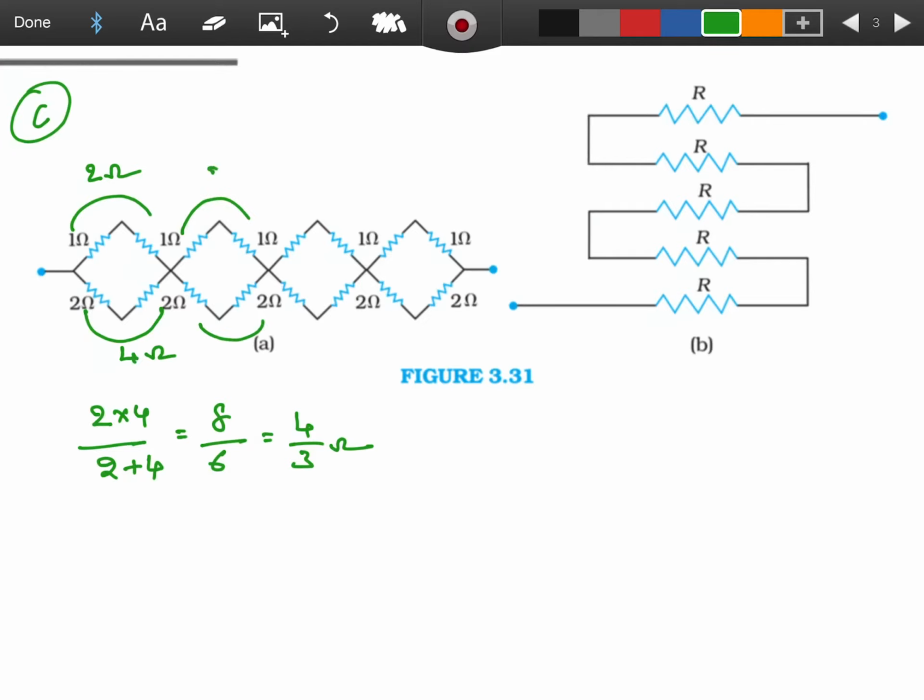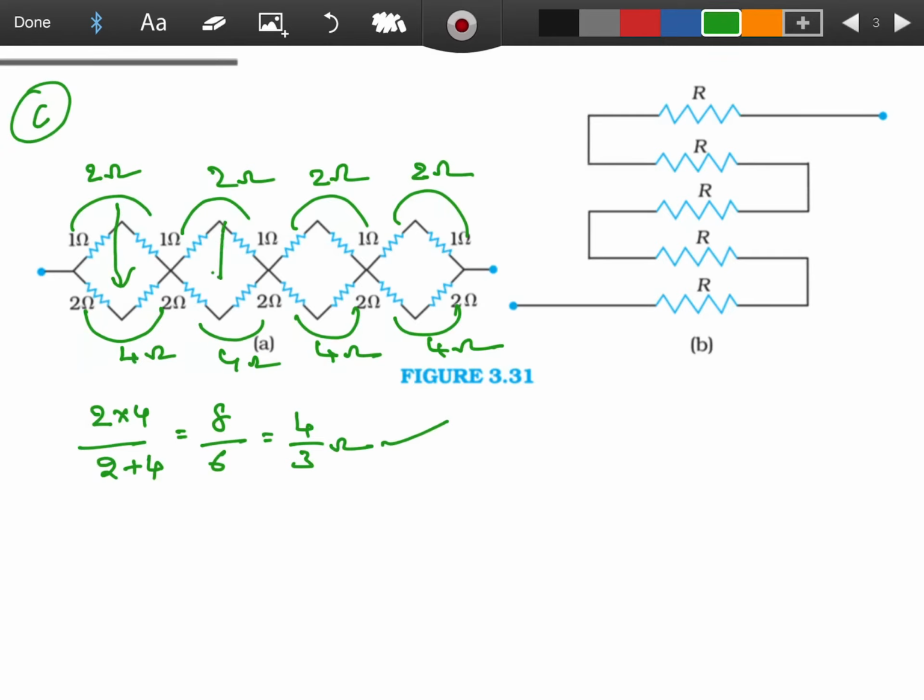This is also 2 and 4 in parallel. This is also 4 by 3. This is 2 ohm and 4 ohm in parallel, again 4 by 3. This 1 and 1, again it is 2 ohm. 2 and 2, it is 4 ohm. See here, this 2 and 4 in parallel, 4 by 3. All of these you can write as 4 by 3 ohm.